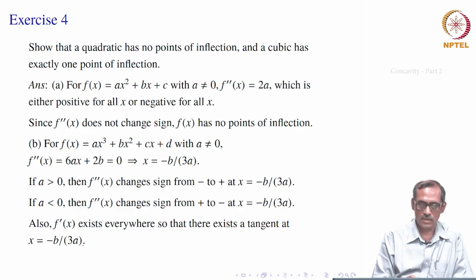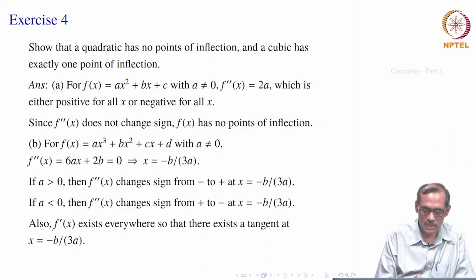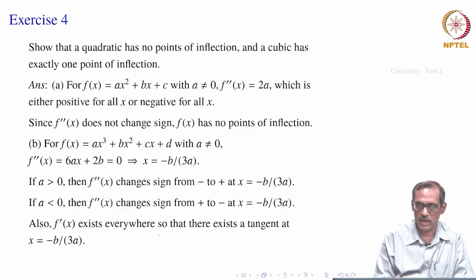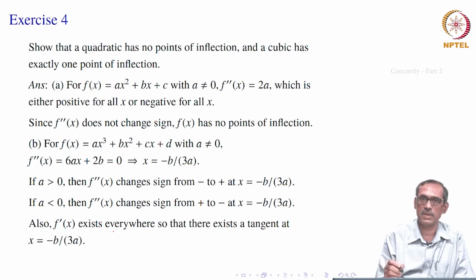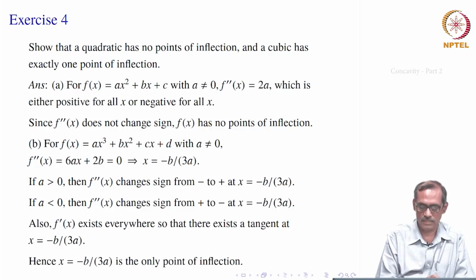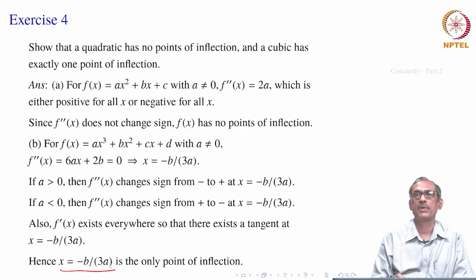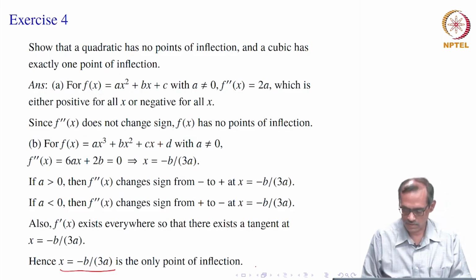Okay. Now, there is some extra information here. It says that f prime of x exists everywhere, so that there exists a tangent at x equal to minus b by 3a. That is to be checked everywhere, because our definition says a point of inflection means there should be a tangent and there should be a change of sign. Okay, that is clear here. Therefore, x equal to minus b by 3a is the only point of inflection. Okay, so let us stop here.